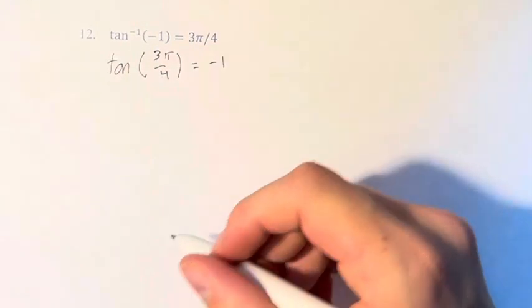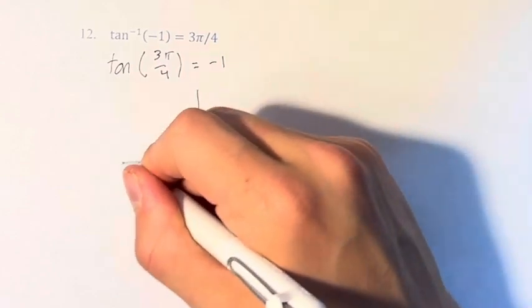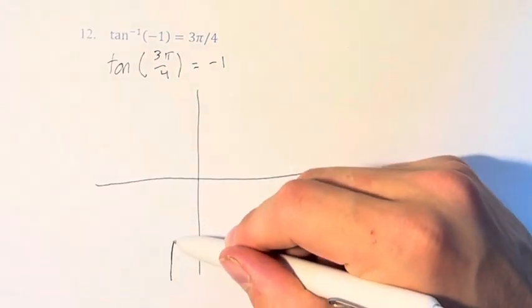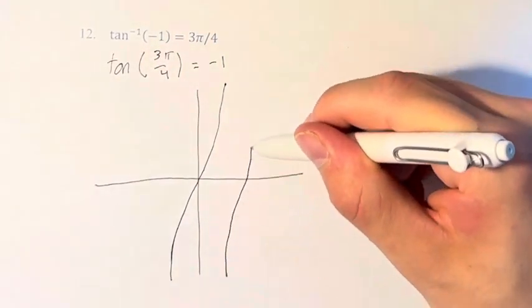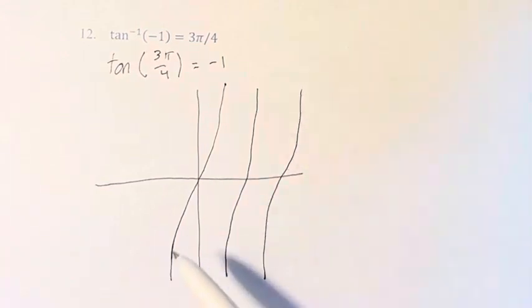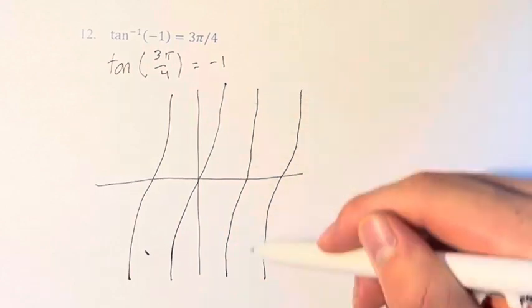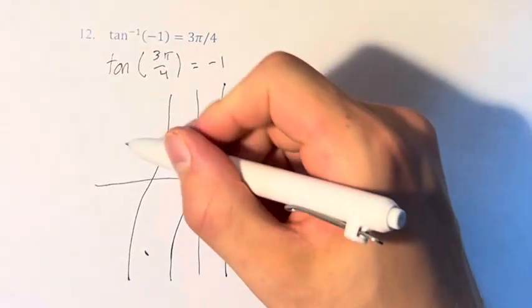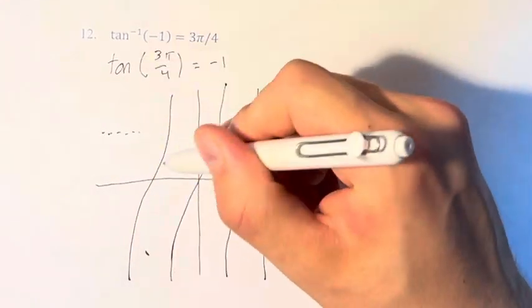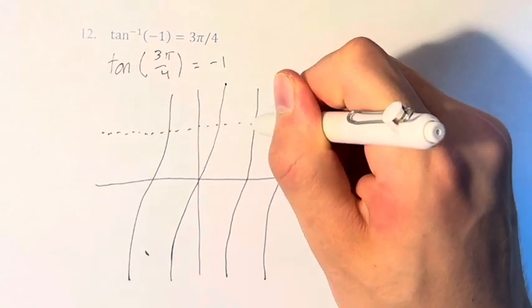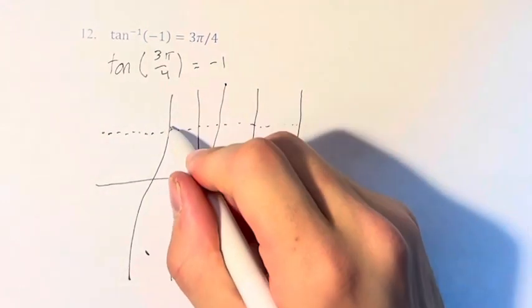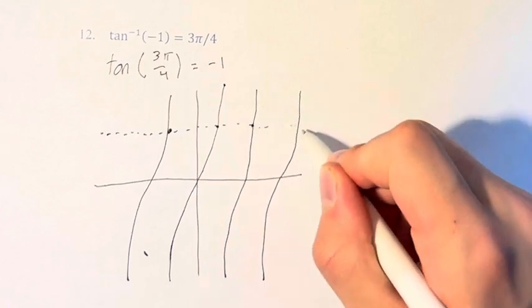However, the tangent function is not one-to-one. If I just do a rough graph here, it looks something like this. We have infinitely many of these little strips here where the function follows. If we do the horizontal line test to test whether it's one-to-one, we can see that any line will hit the function infinitely many times.